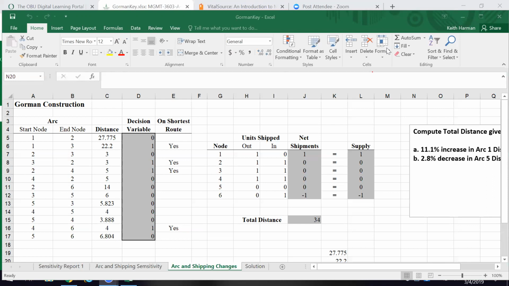So we're making a decision in terms of a go or a no-go, and we've got distances of the start nodes and the end nodes. These are the arcs. And you'll notice, look here, now we've got a conditional statement. Let's take a look at that for just a moment. What this is saying is if D6, for example, equals 1, then it's yes. Otherwise, we leave it blank. So is it the shortest route?